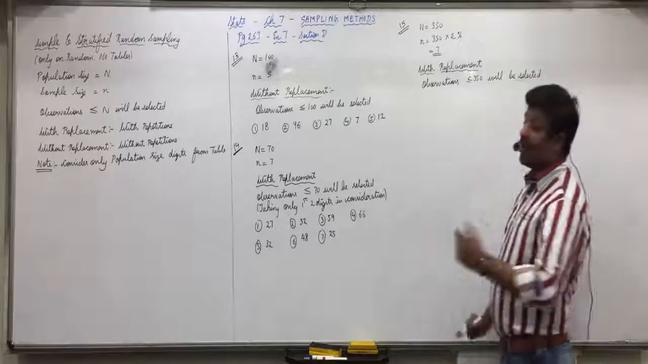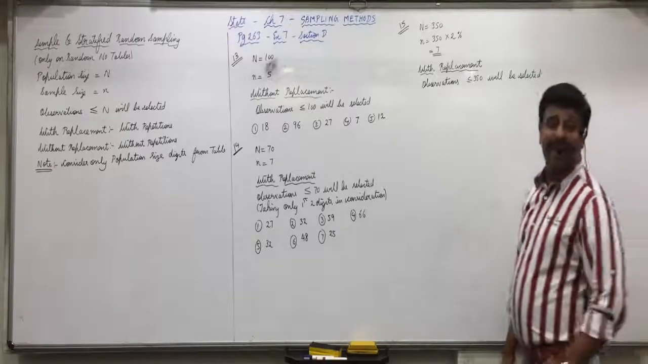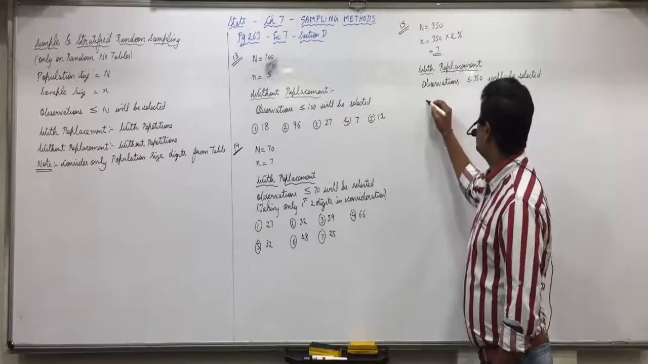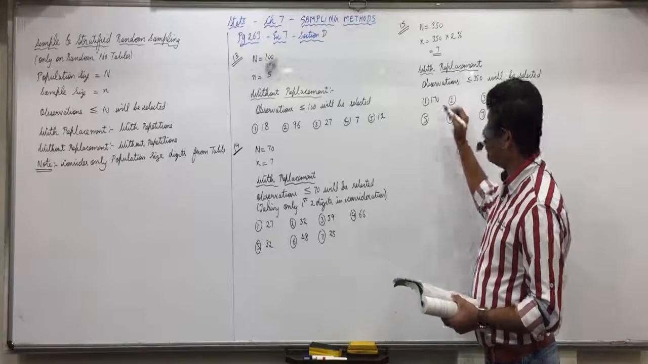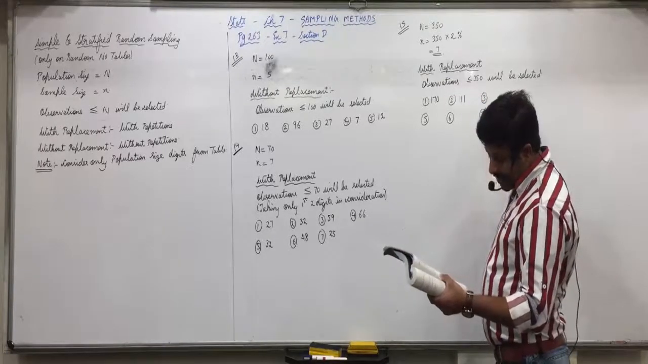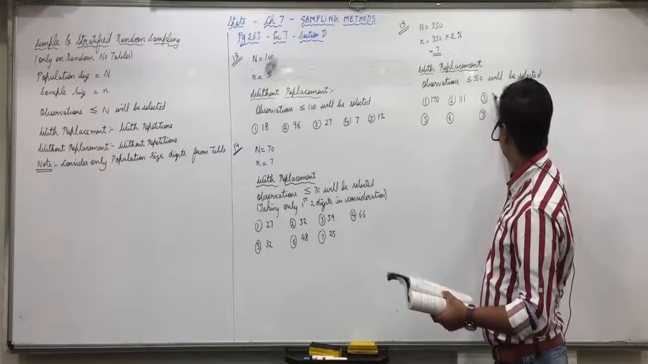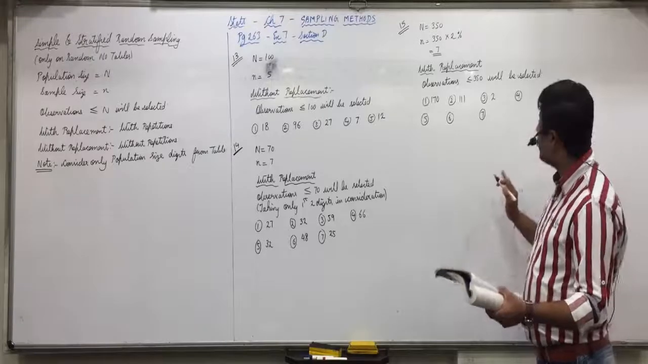Now here 350 is already a 3-digit number and the given numbers are also 3-digit. How many numbers will we write first? 7 numbers. 170? Yes, it's less than 350. 111? Yes. 352? No. 2? Yes. 563? No, it's more than 350.